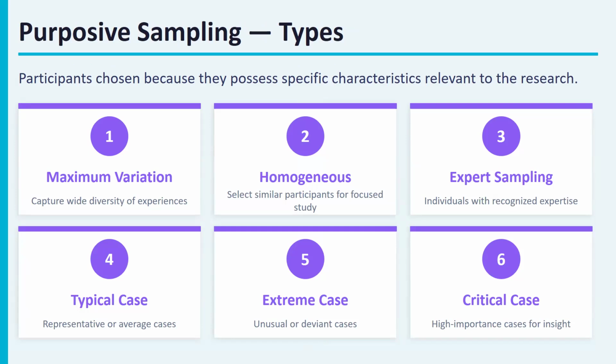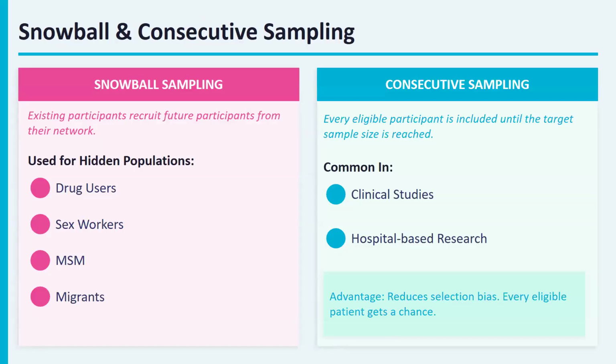Homogeneous, where we select similar participants for focus study, or expert sampling, where individuals with recognized expertise are selected. Typical case, where we take representative or average cases. Extreme case, where we take unusual or deviant cases. Or critical case, where we take high importance cases for insight.